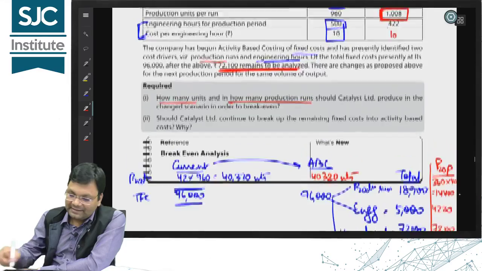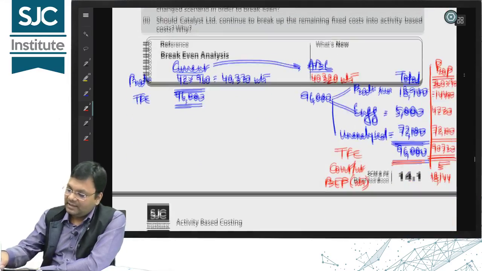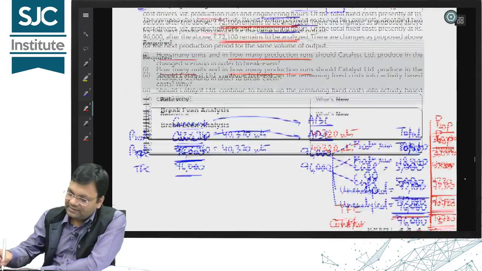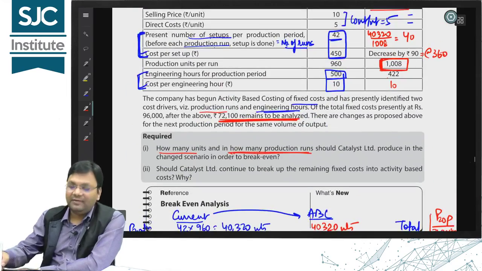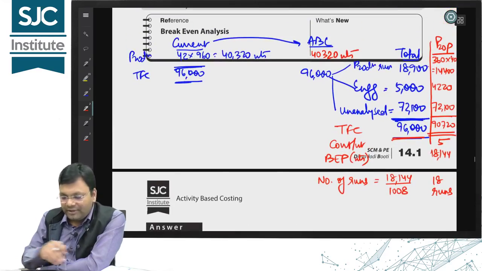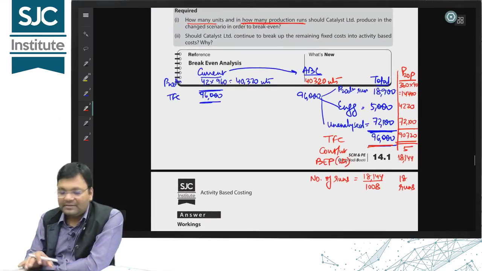They are also asking to find the number of runs. In the proposed scenario, in each run, how many units are we producing? 1008. Have you noticed this? In one run we are producing 1008 units. So divided by 1008, how many runs are you getting? 18 runs. See, I am solving for you. You need to copy this in your exercise book.